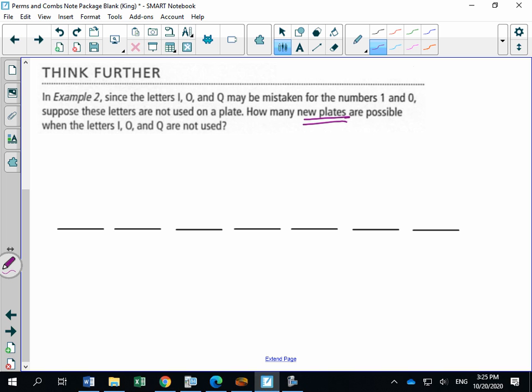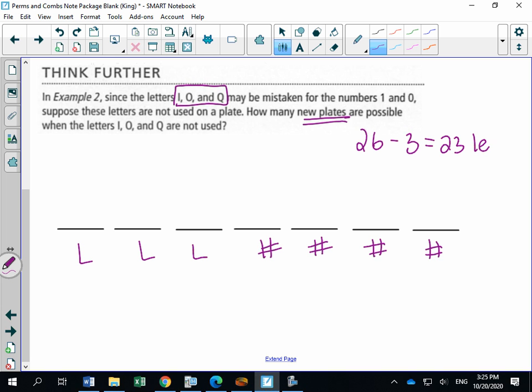So for our letters, letter, letter, letter, number, number, number, number, we normally have 26 letters in the alphabet, but we're going to subtract these 3 letters. We're not going to use the letter I, O, or Q, just in case they're mistaken for numbers. So that gives me 23 possible letters to choose from. So now there's 23 choices for that letter and 23 choices. Again, this is called no restrictions, and no restrictions means I could use the same letter more than once. So that's why I would say 23, 23, and 23.